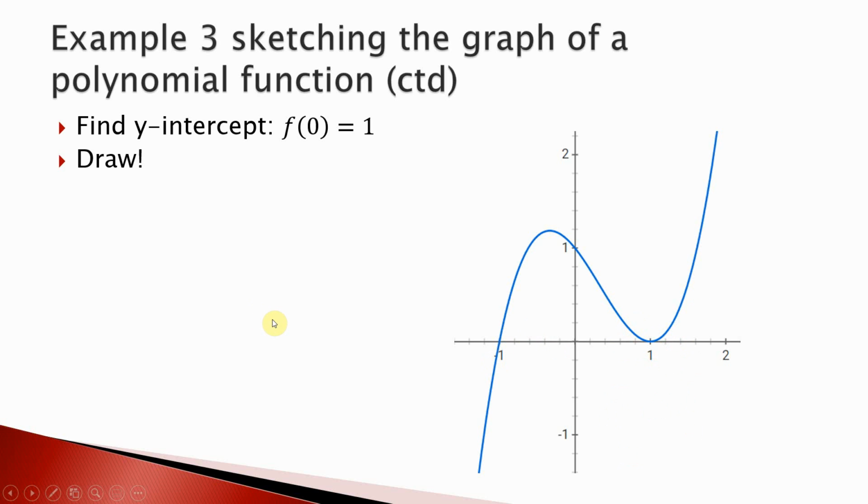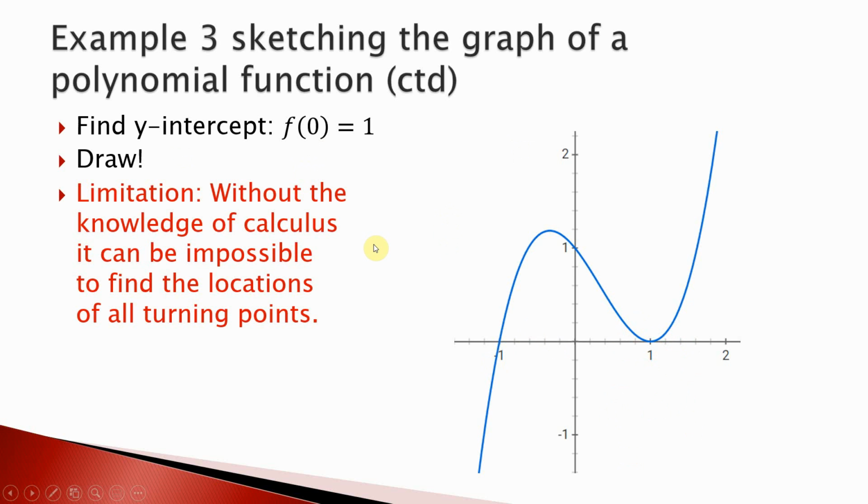Okay, but there's a limitation in sketching graphs like this. Without the knowledge of calculus, it can be impossible to find the locations of all turning points. Now here this turning point, the graph can go like this, even this is possible. Okay, so we don't know the exact position of this turning point. It can be even at this point, at x equals 0, y equals 1. So even here it can be possible.